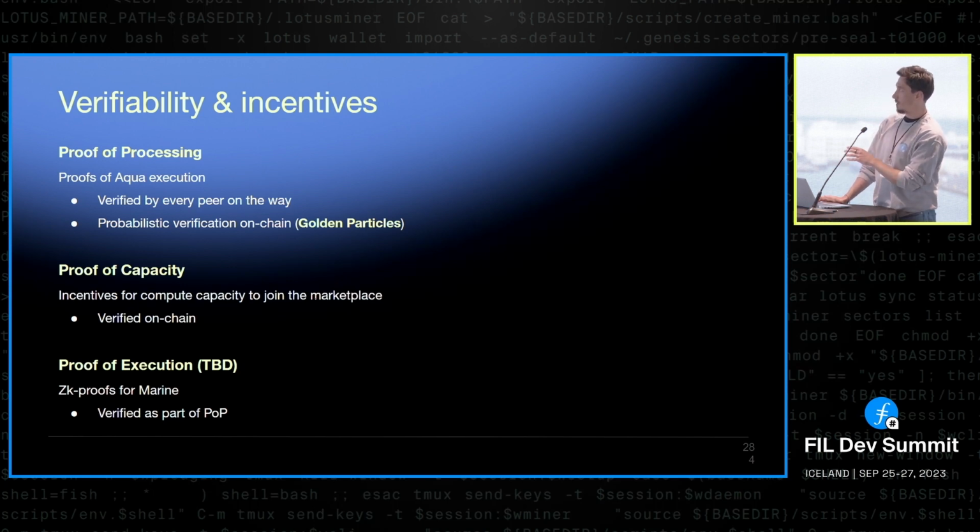Also, some more on verifiability. The way payments work is we have several types of proofs. We have proof of processing, which is basically proof of Aqua execution, and it's probabilistic and verified on-chain. I'll have a slide on it. We have proof of capacity, which proves that I connected some amount of servers, some amount of compute capacity to the network, and I keep serving it. It's based on proof of work, also verified on-chain. And then WASM proofs that will be included in proof of processing, but not yet. They are TBD because it's not very clear.